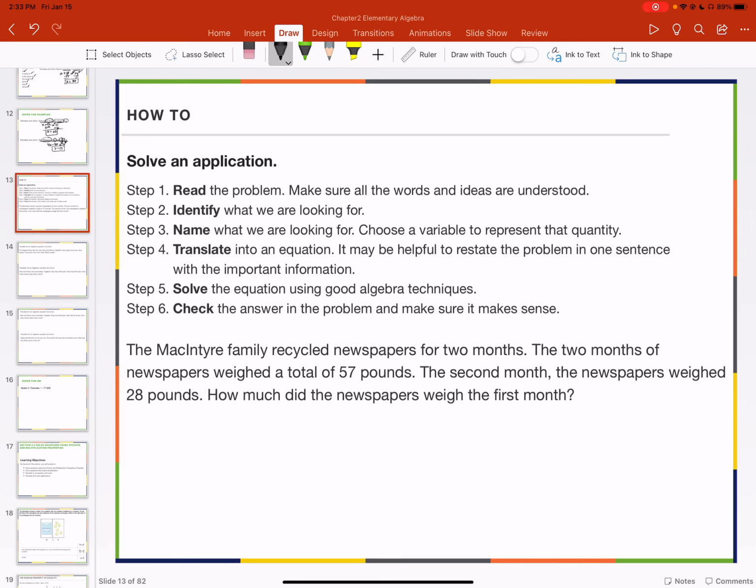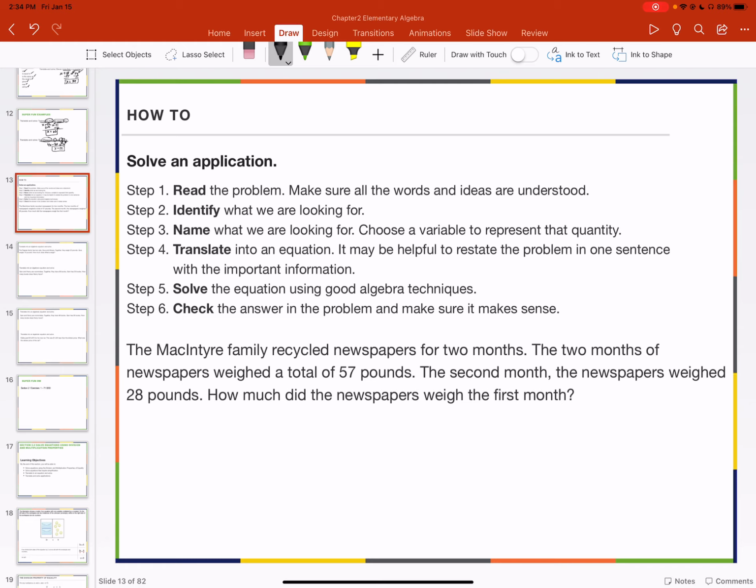Okay, so in general, when you have an application, the first thing that you do is read the problem, make sure you understand all the words and the ideas that the problem is giving you. The next step is to identify what this problem is asking me. These are questions you need to be saying to yourself. What is this problem asking me? What's my goal here? What am I looking for? Okay, so once you have a name to that, that's your variable.